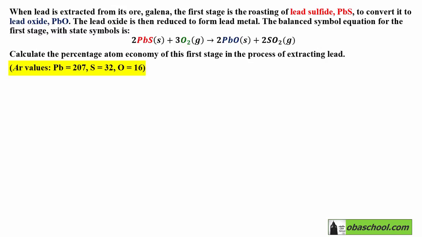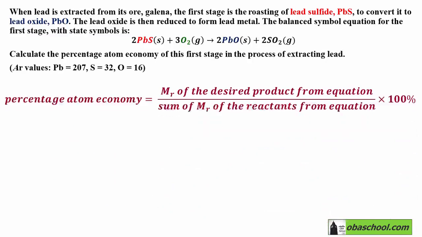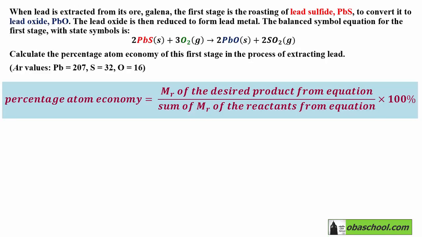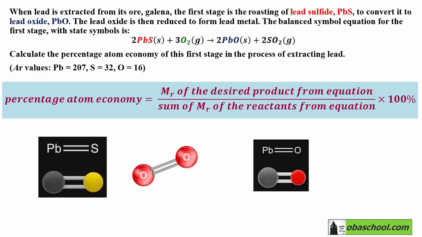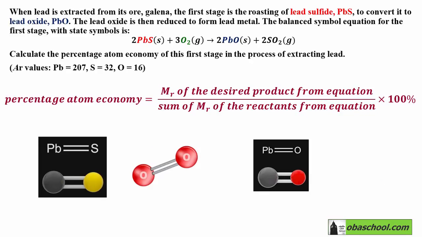We are given the relative atomic masses of lead, sulfur, and oxygen. Let's start with writing the mathematical expression of the percentage atom economy. So, the percentage atom economy is equal to the relative formula mass of the desired product, in this case, the desired product is lead oxide, divided by the sum of the relative formula masses of the reactants from the equation, times 100%. What are the reactants in this equation? Excellent. They are lead sulfide and oxygen gas. Please pay attention to the stoichiometric coefficients. Let's now find the relative formula masses of the desired product and the reactants.